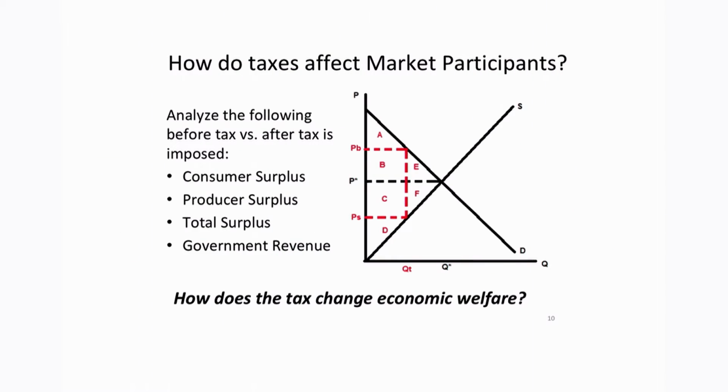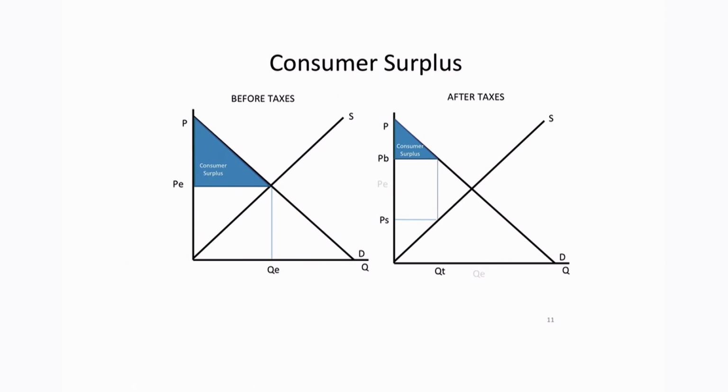Now, how does this affect market participants? We know that buyers and sellers are both a little bit worse off because the price for buyers rises and the price for sellers falls. But how does that impact them in terms of consumer surplus and producer surplus? Well, let's look at consumer surplus first.